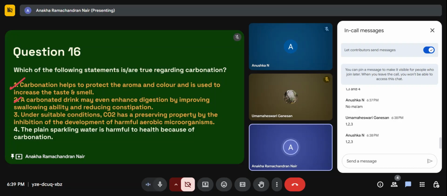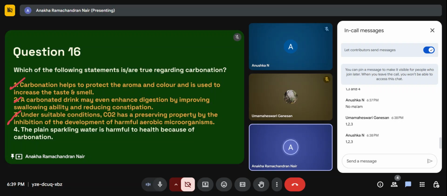Under suitable conditions, CO2 will have preserving properties because to carbonate a drink, you have to first remove oxygen from the drink, or any other gases. Since there can be only a certain amount of gas in a liquid, you have to remove that gas to introduce another form of gas, which is the CO2. So now, since oxygen is not present in the liquid as much, aerobic microorganisms which require oxygen for respiration will not be able to grow in it.